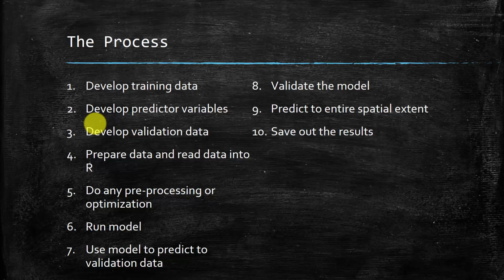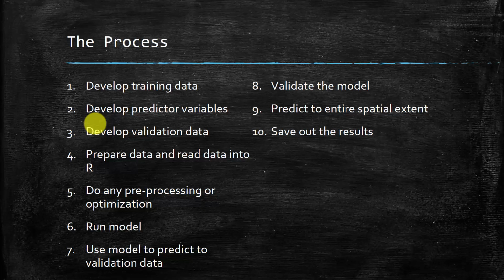All right, so just kind of to summarize that, first, with the process, you're generally developing training data. You also need to develop predictor variables. So you need both of these inputs before you can create a model. To assess your model, you're also going to need to develop validation data. Once you have your data, you can prepare it and then read it into R. Again, you could work in another environment, but here we're mainly focused on machine learning within R. You may have to do some pre-processing or optimization of the algorithm. Again, we'll talk about that later.